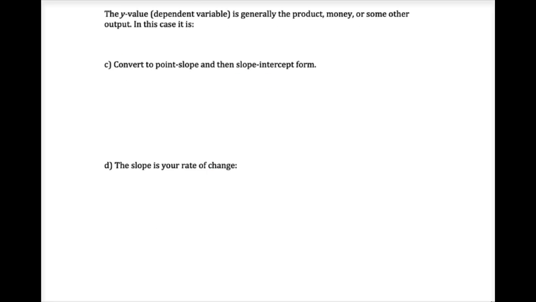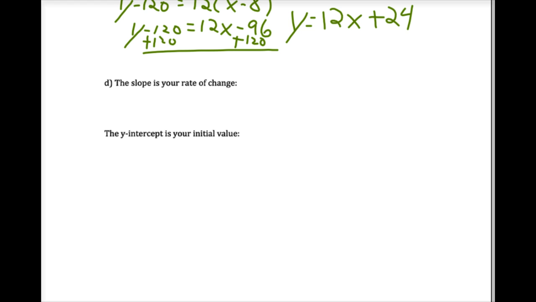What's our rate of change, guys? 12. What's that mean? 12 photos per month. I think it's per week. 12 photos per week. Now, what's the initial value?